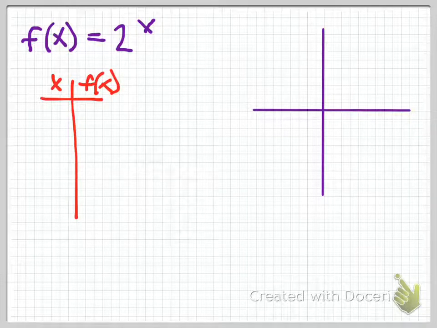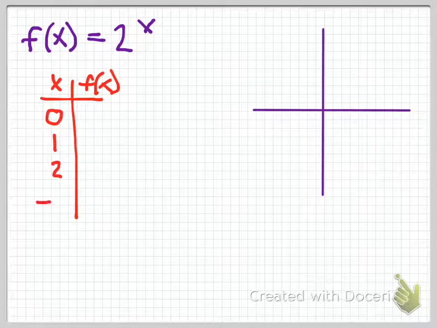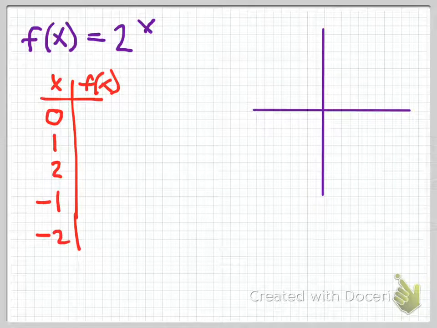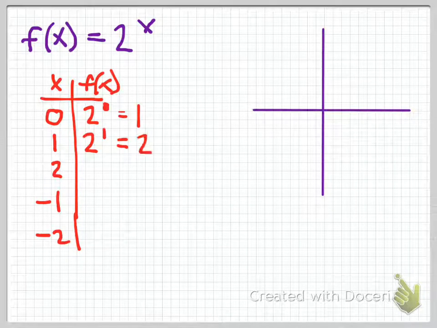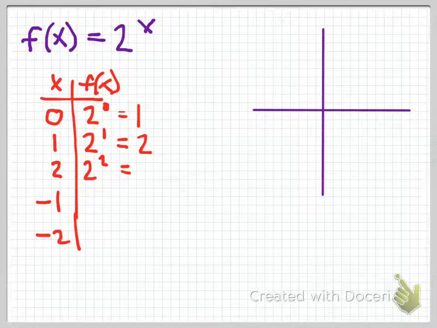And we always want to plug some values in that make sense, like 0, 1, 2. And we're also going to look at some negative values as well and try to make some sense out of what's going on here. So when x equals 0, we have 2 to the 0 power. We know that that equals 1. When x equals 1, that's 2 to the first power. That equals 2. And then 2 squared is 4. And you start to get an idea of what's happening here is that these outputs are going to keep getting bigger and bigger. So let's go ahead and plot those.